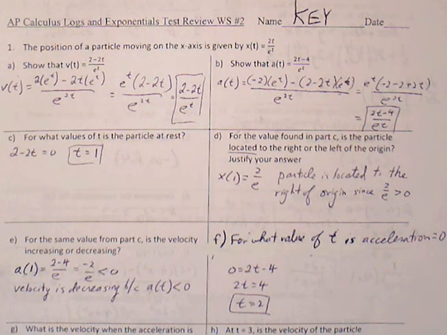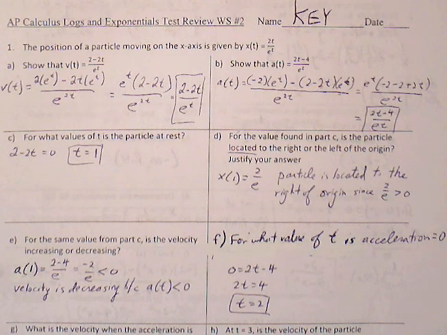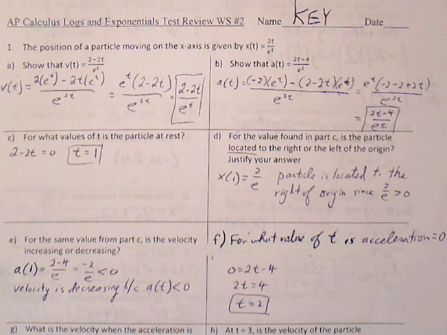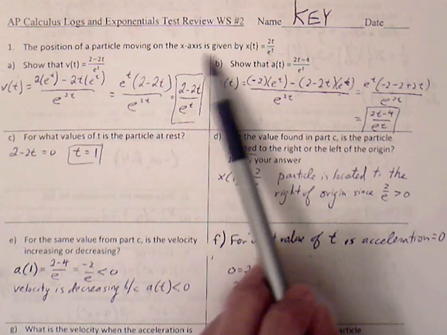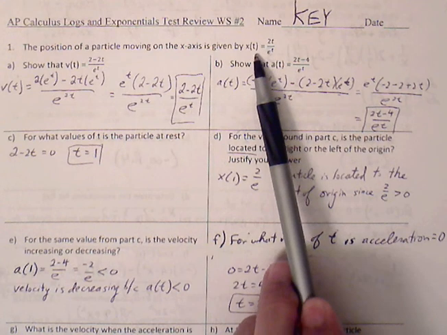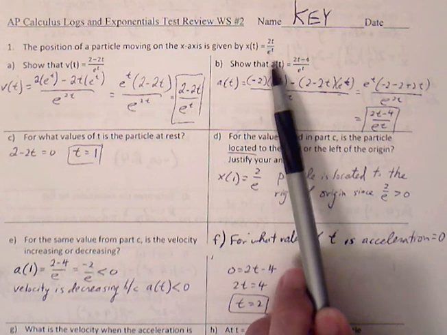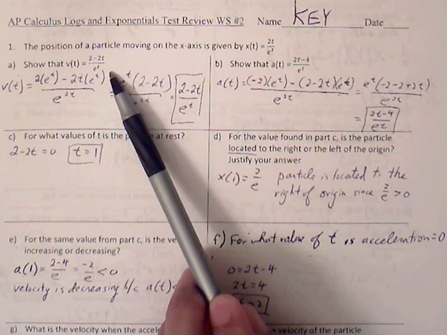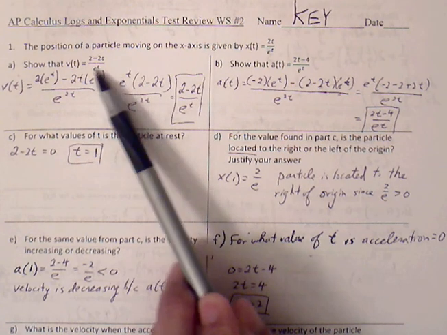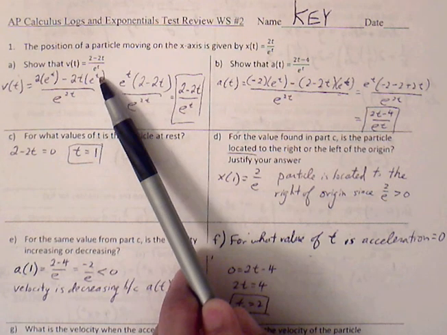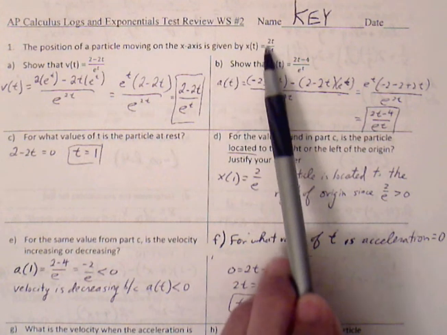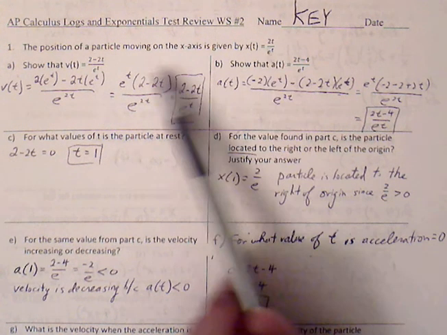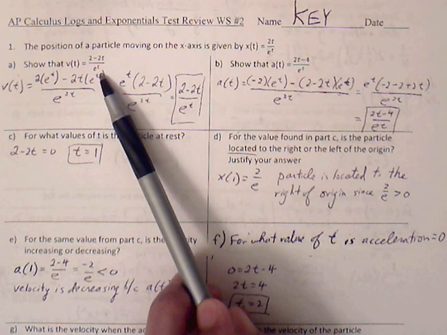All right, this is test review 2 on logs and exponential functions over chapter 5. So let's look at number 1. The position of a particle moving on the x-axis is given by x of t equals 2t over e to the t. Part A says show that velocity is equal to 2 minus 2t over e to the t. So we just have to get from this position to this velocity function.